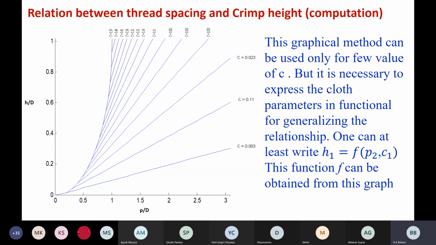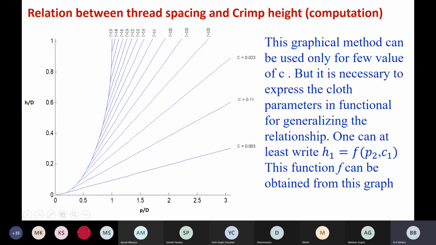Plot from this equation h upon d over p upon d. H is known, P is known. Crimp amplitude, thread spacing, capital D, D1 plus D2. Then you will find a large number of curves for different values of C. Look at what values of C are given here. 0.003 means if you multiply by 100, it is 3%, 11%, 23%, like this. Different values of crimp in the yarn.